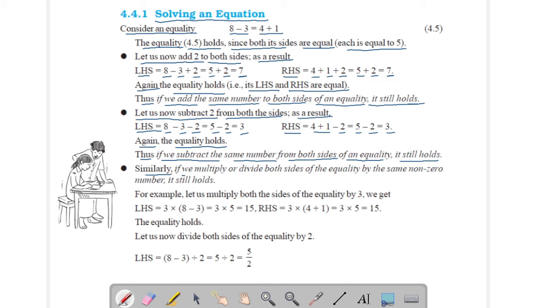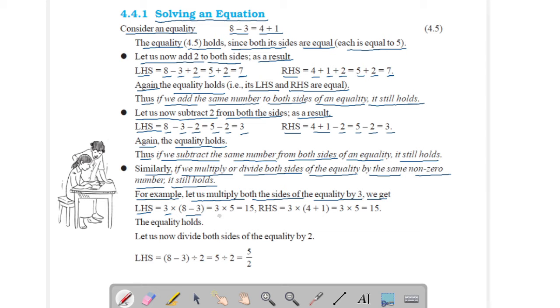Similarly, if we multiply or divide both sides of the equality by the same non-zero number, it still holds. For example, let us multiply both the sides of the equality by 3. We get left hand side equal to 3 into 8 minus 3.